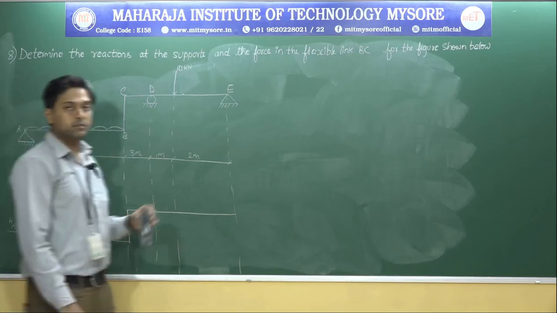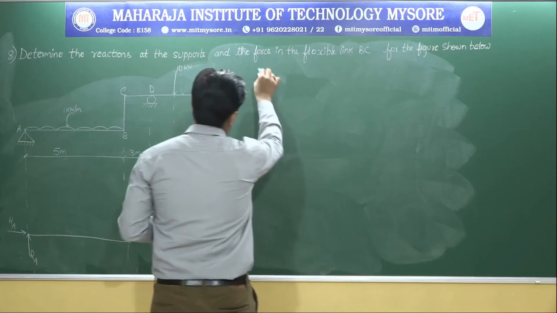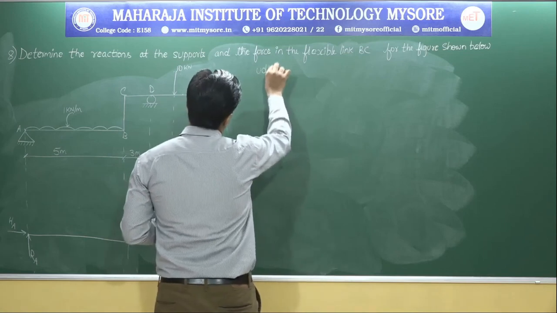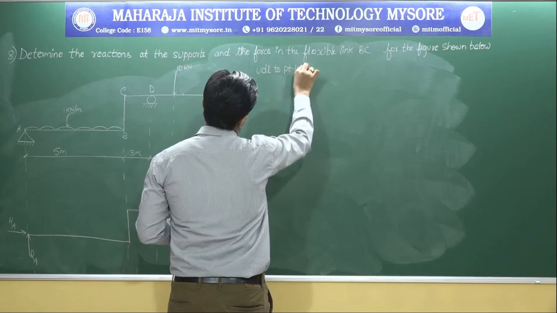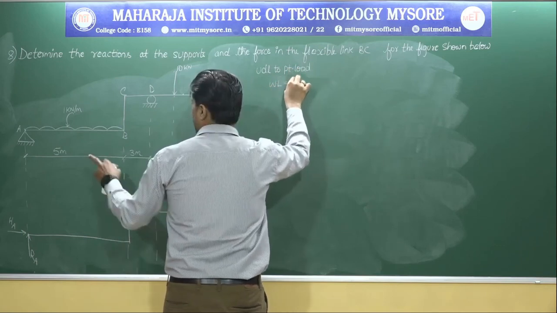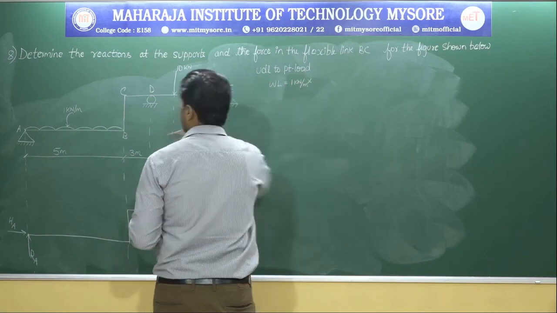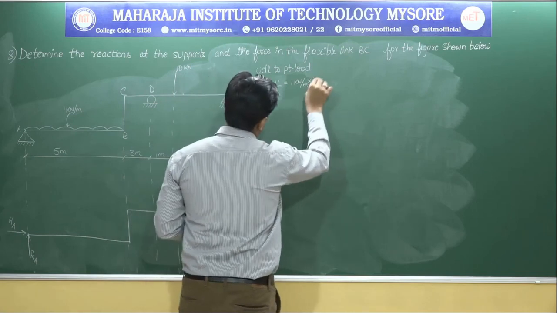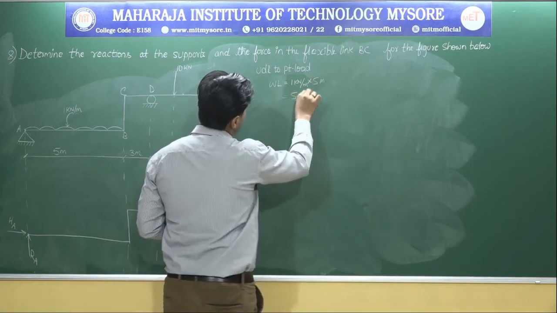Now it's a UDL. So what we need to do for UDL? To convert UDL to point load, the formula is W into L. So the value of W is 1 kilonewton per meter into the span, which is 5 meter. So meter gets cancelled. Finally we are left with 5 kilonewton.